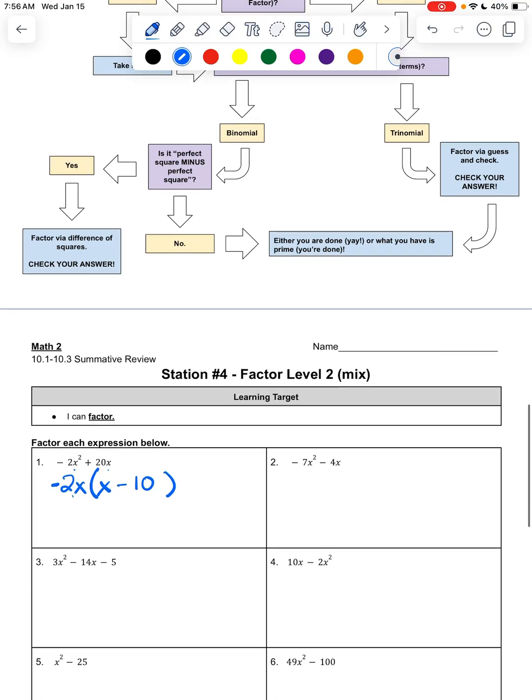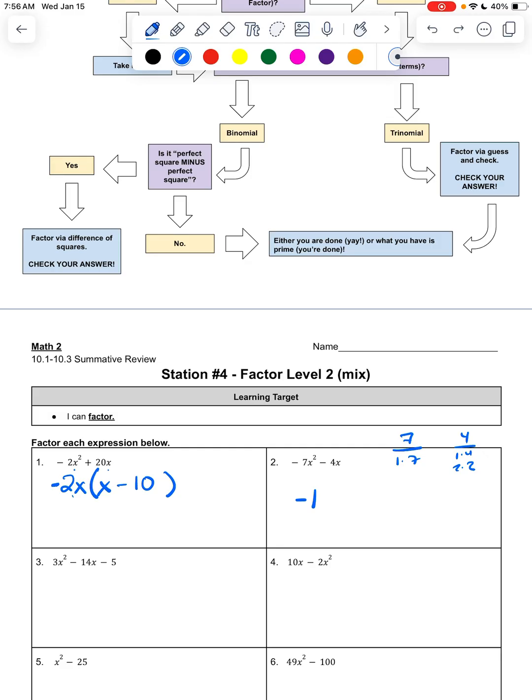Number 2, what do negative 7 and negative 4 have as the greatest common factor? If I look at 7, that's 1 times 7. 4 is either 1 times 4 or 2 times 2. The greatest factor in between them is 1. But since that 7 is negative, I'm going to go ahead and factor out a negative 1 from that. Is there anything else I can factor out of both of those?